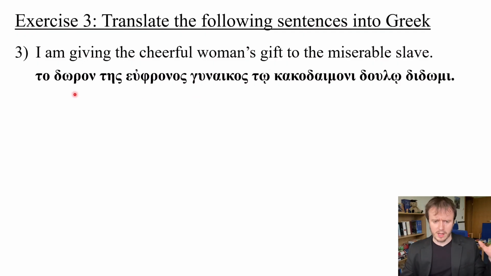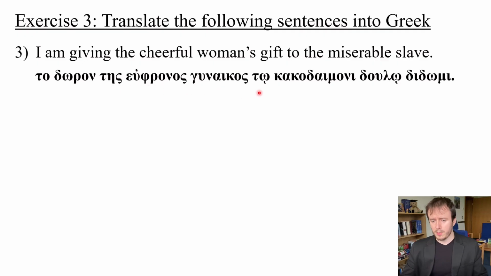But it's not just any old gift, it's the cheerful woman's gift. Now, that literally is the gift of the cheerful woman. So we need the cheerful woman in the genitive in Greek. Now, you could have deployed that in a plain manner, just by adding the genitive phrase to the sentence, or you could have sandwiched it in between to and doron, or you could have used the repeated article construction. Either way, we needed tes eupronos gynaikos, meaning of the cheerful woman. All of this is feminine genitive singular.